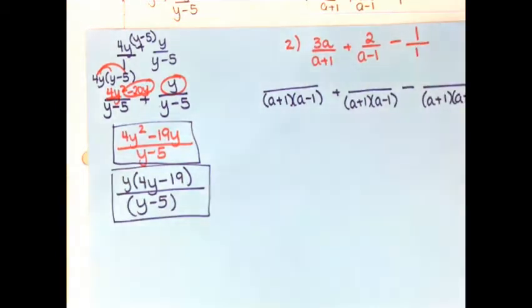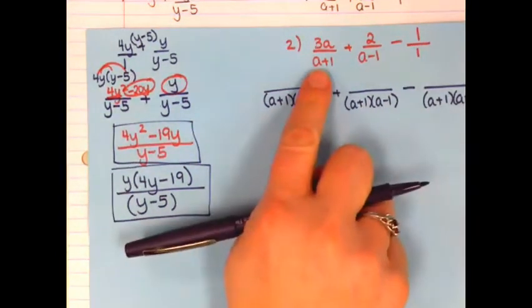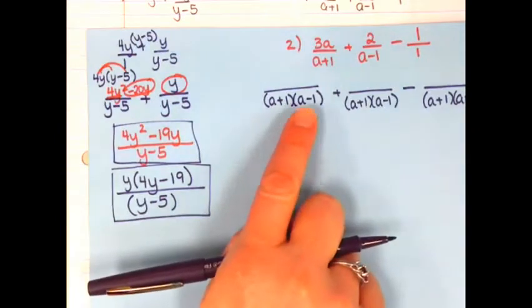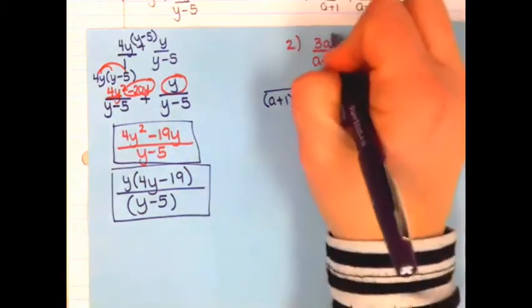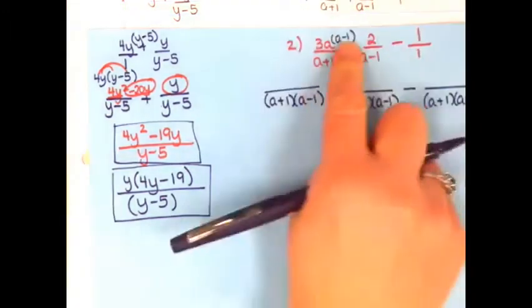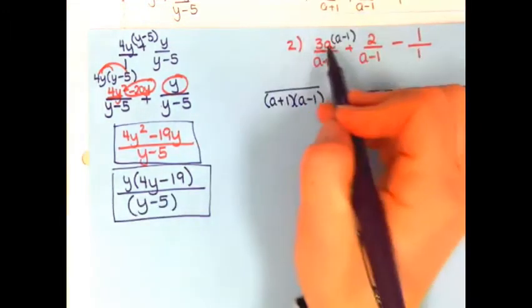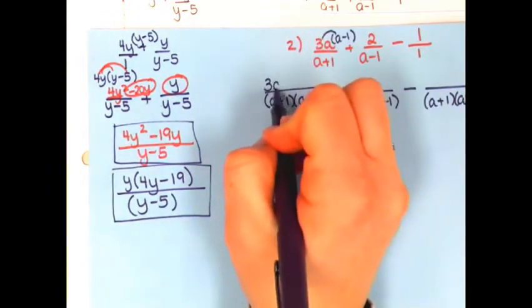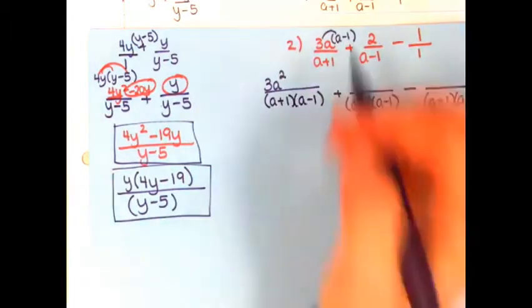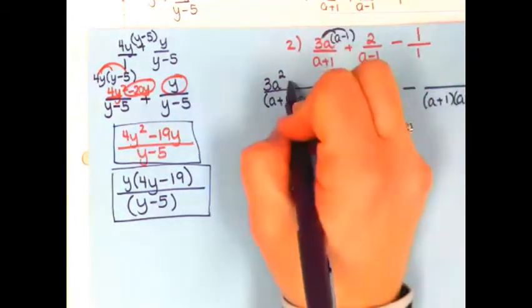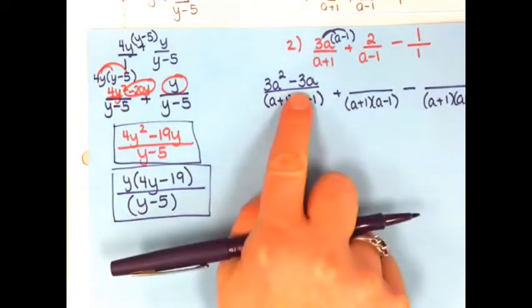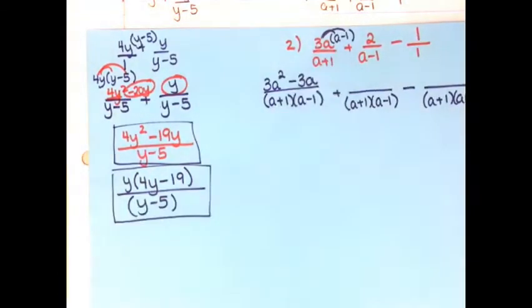All right. So now, in that first fraction, I went from a plus 1 to a plus 1 and a minus 1. So what do I have to multiply the numerator by? A minus 1, right? Because that's what's different. So what is 3a times a? 3a squared. What's 3a times a negative 1? Negative 3a. And you can see, doesn't that have a GCF of 3a? So that is the same, right?